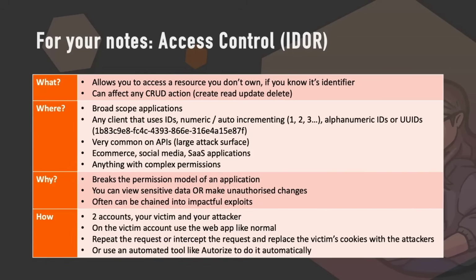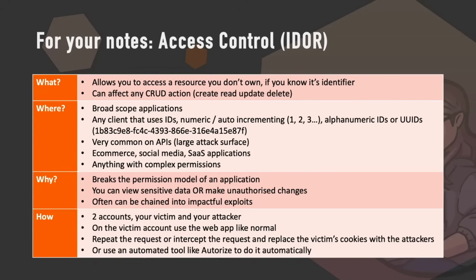Industry-wise, you see it a lot in e-commerce, social media, and SaaS applications, but honestly, anything with complex permissions can be vulnerable to IDORs. Why is it a bug? It breaks the permission model of an application. You can view sensitive data, make unauthorized changes. Often these vulnerabilities can be chained into really impactful exploits, particularly for privilege escalation or account or organization takeovers. How are you going to test for it?